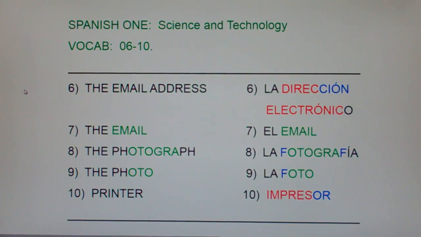6. The email address, la dirección electrónico. 7. The email, el email. 8. The photograph, la fotografía. 9. The photo, la foto. And finally, number 10, printer, impresor.